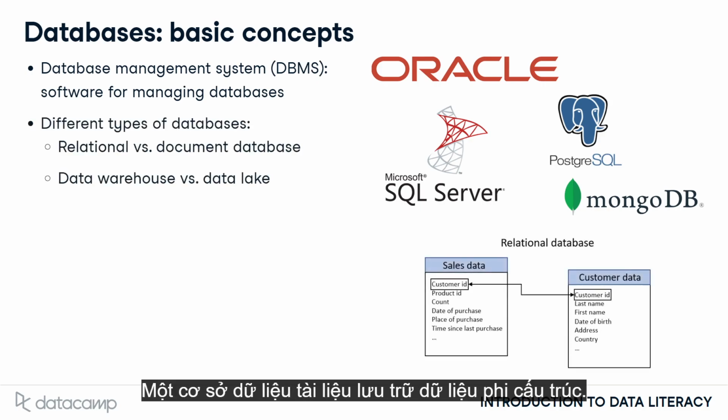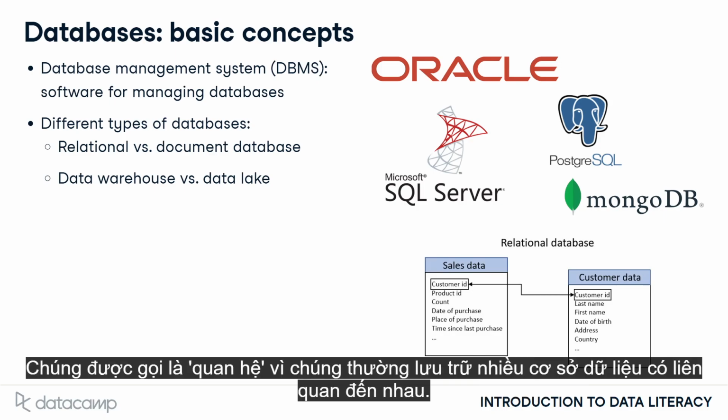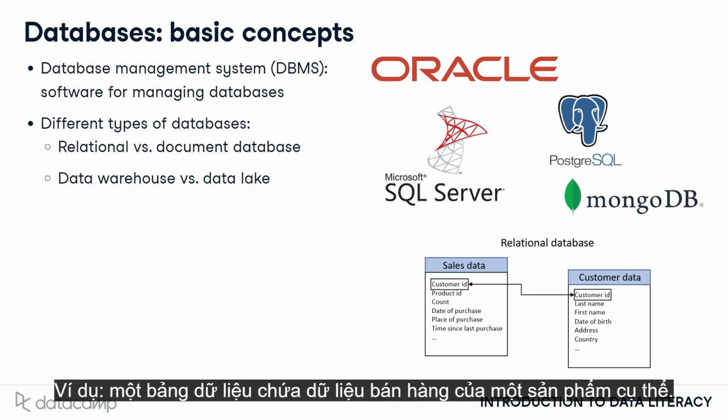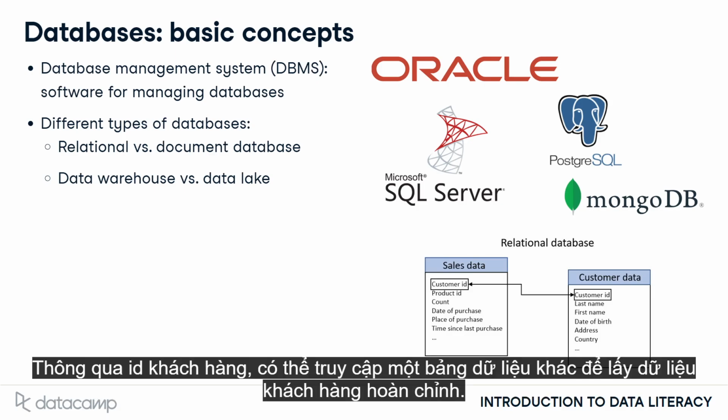There are several specialized types of databases. A document database stores unstructured data. Relational databases store structured data. These are called relational because they usually store multiple data tables that are related to each other. For example, one data table contains the sales data of a particular product. Through the customer ID, another data table can be accessed to get the complete customer data.